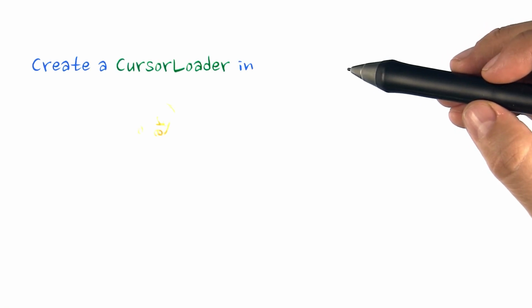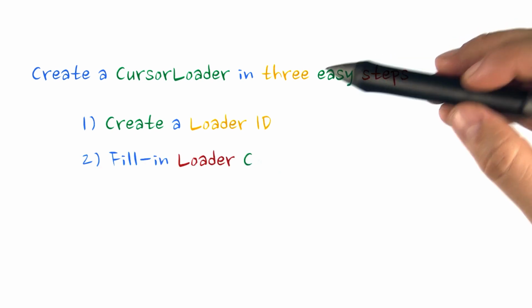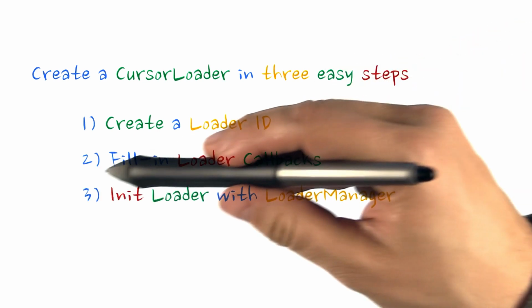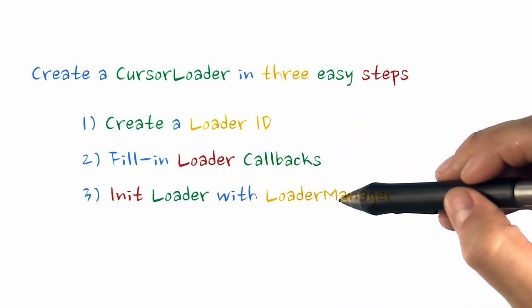Alright, we're going to show you how to create a cursor loader in 3 easy steps. We start by creating an integer constant for a loader ID. Then we implement the loader callbacks. Finally, we initialize the loader with the loader manager.